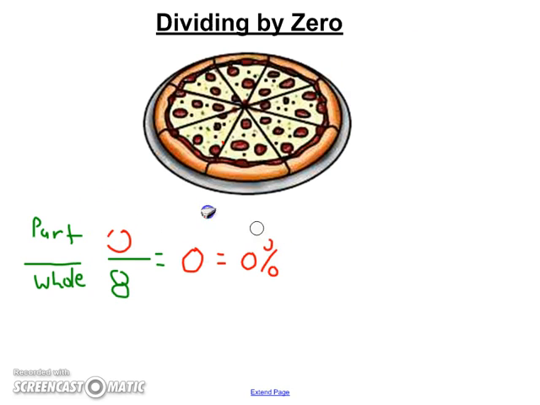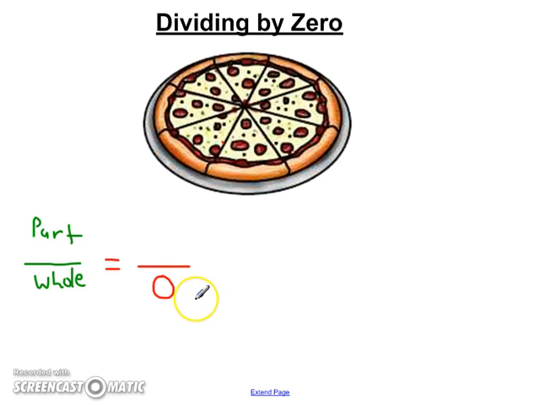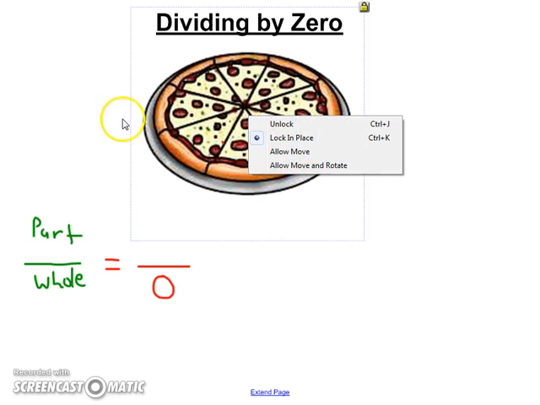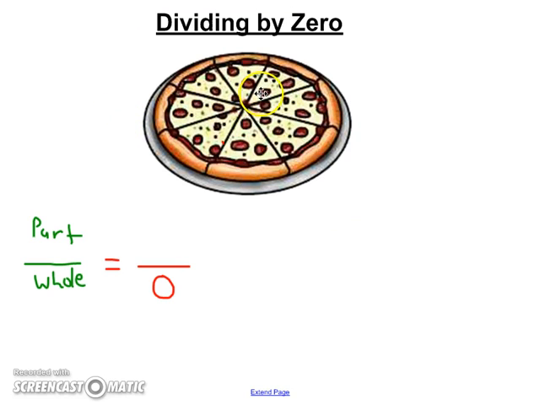Here is the problem that we run into. And let me go ahead and erase these things. It's trying to put 0 in the denominator. Trying to make 0 a whole. Okay. First of all, if you have a whole of 0, you are telling me that you have a pizza that never existed. Okay? So this pizza never happened.